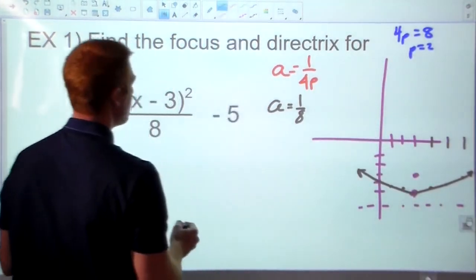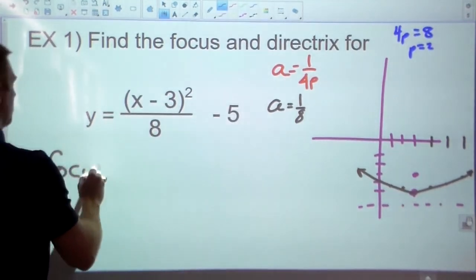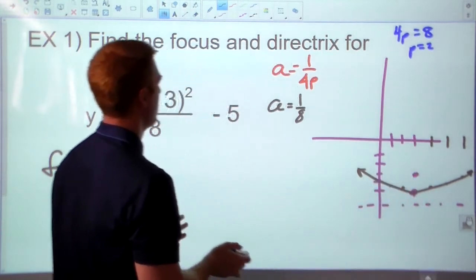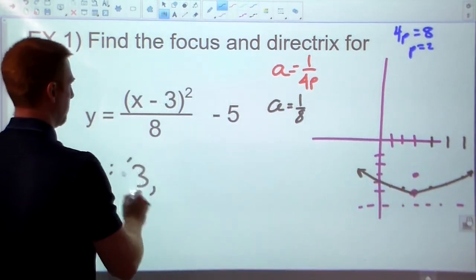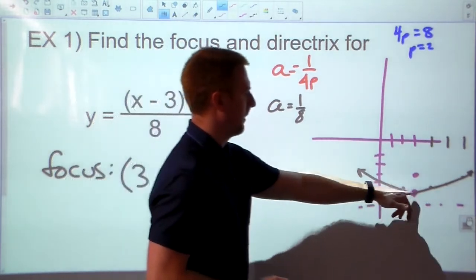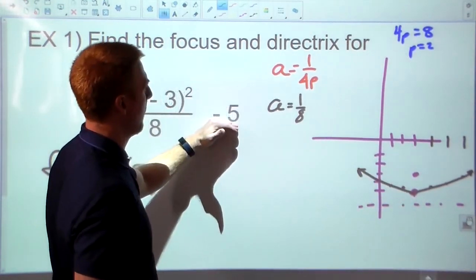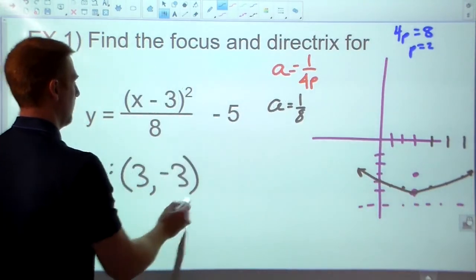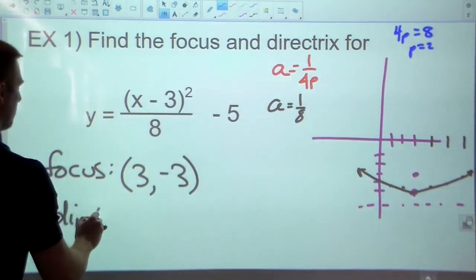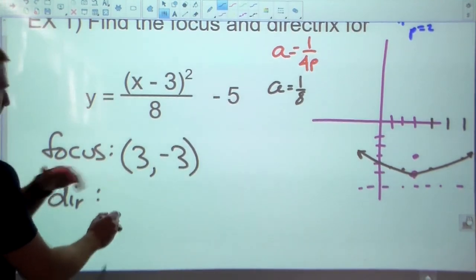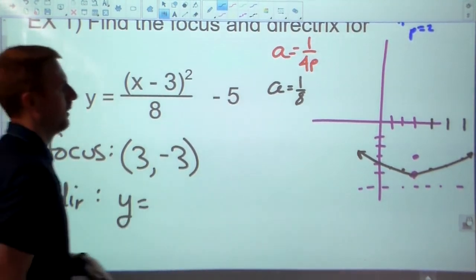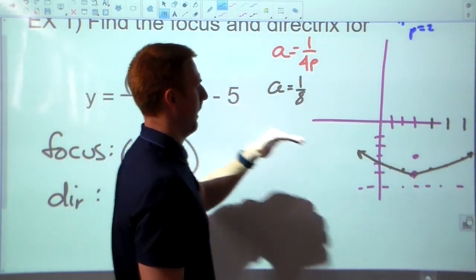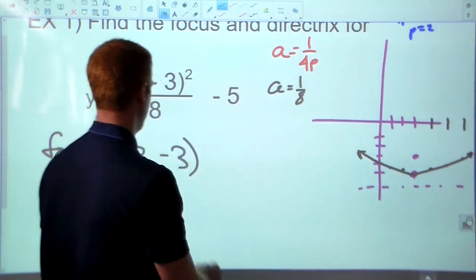So to get the focus, well, we know the h coordinate is going to stay the same. So 3 is definitely part of that. Now we're going to take our k, which was -5, and we're going to scoot 2 up. So it'll be -3. Now for your directrix, it's a horizontal line, so it's just y equals. And it's going to be the k value minus p. So that vertex k value is -5. Subtract 2 more, and you get -7.